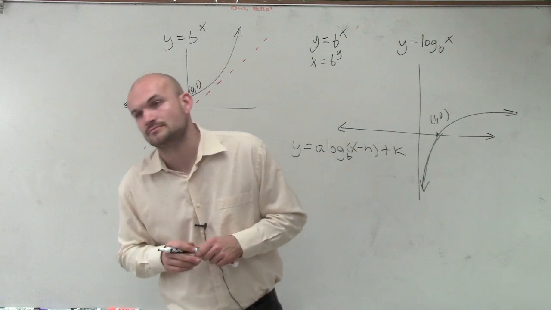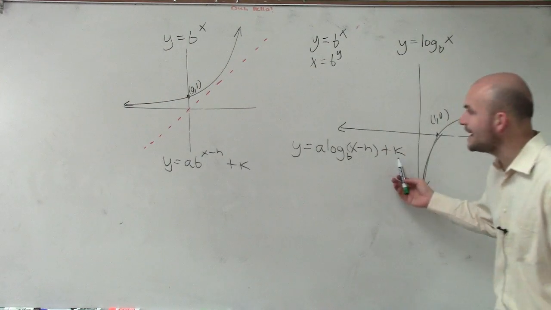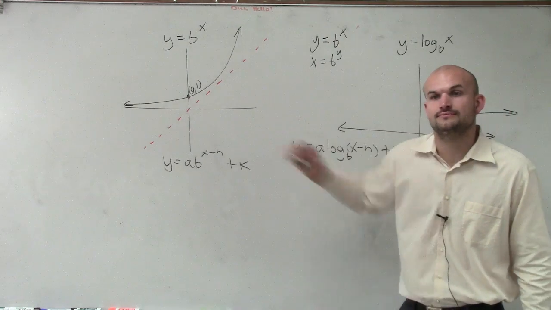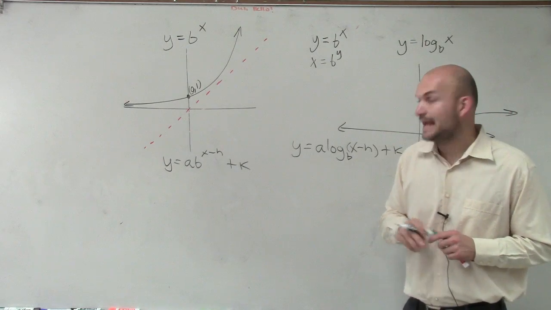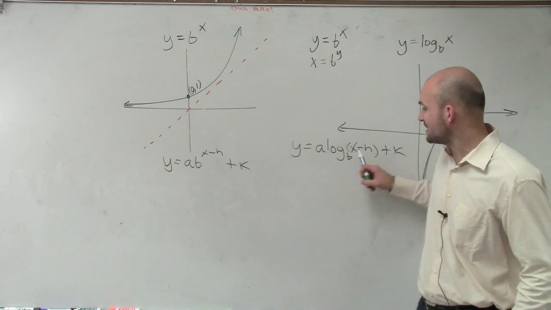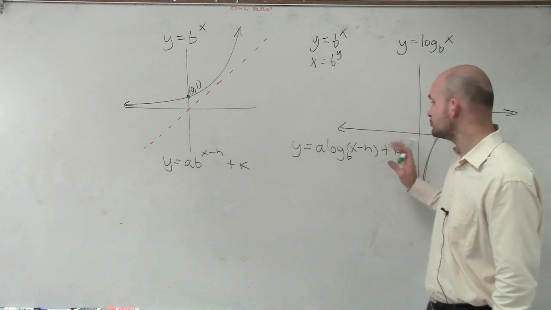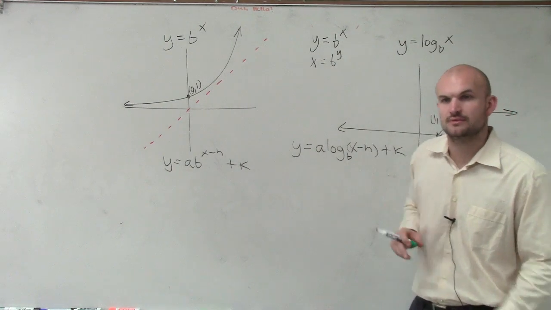Which one shifts up or down? K is going to be shifting your graph up or down. When it says opposite, h, remember how this is opposite of h? So if I said x plus 1, that means you shift the graph 1 to the left.